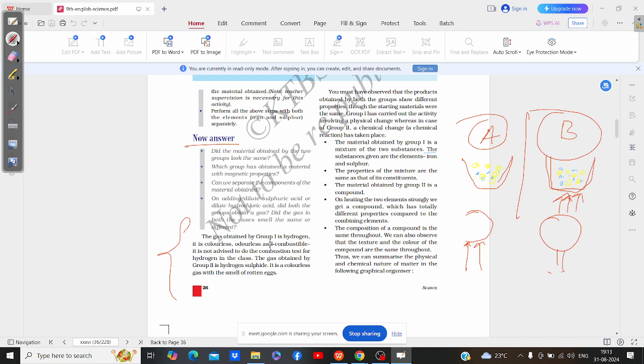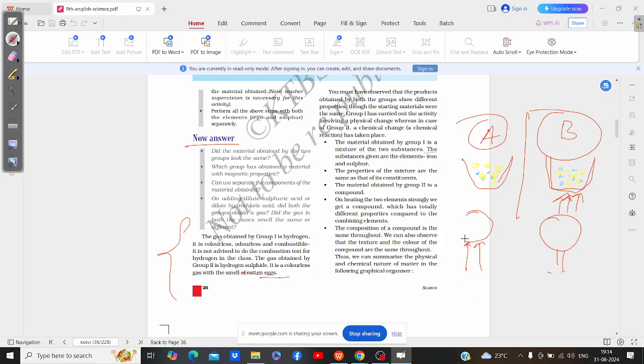The gas obtained by group 1 is hydrogen. It is colorless, odorless and combustible. It is not advised to do the combustion test for hydrogen in the glass. The gas obtained by group 2 is hydrogen sulfide. It is a colorless gas with the smell of rotten eggs.